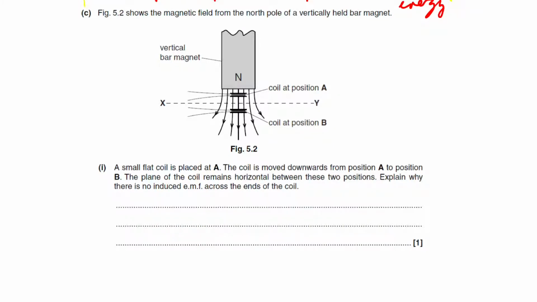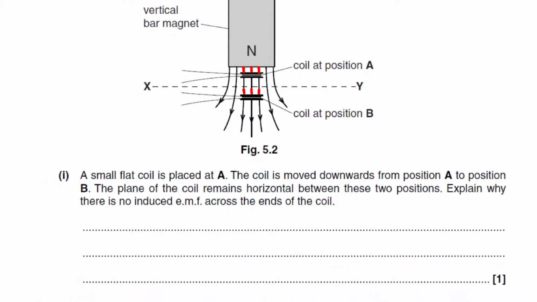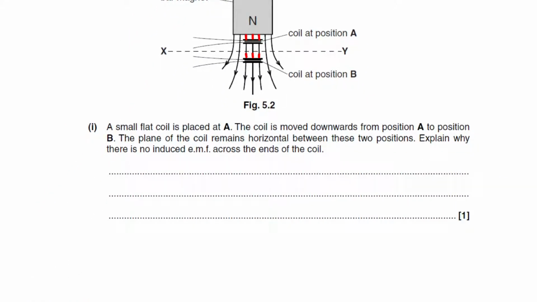So for this, it's really important that we zoom in on the part that we're looking at. Now what we can see is, to start with, through the coil, there are 3 lines of flux. At the end, there are 3 lines of flux. Now, you're asked to explain why there's no induced EMF across the ends of the coil. Well, there's no change in flux density. We've got the same number of lines of flux cutting through at the start as we do at the end.